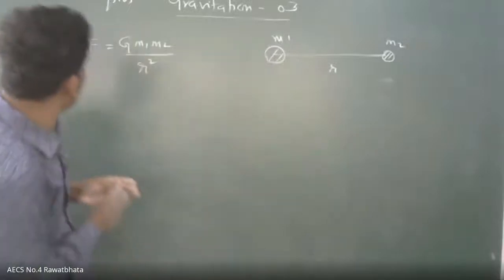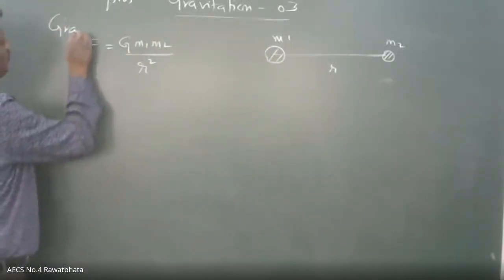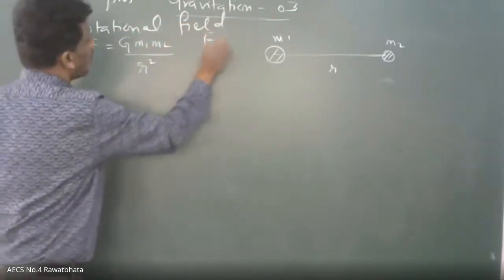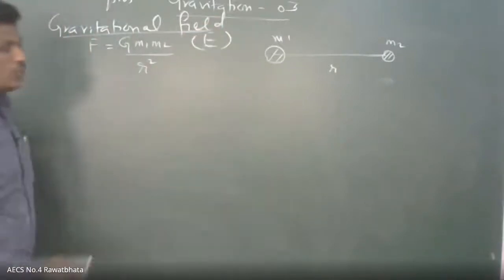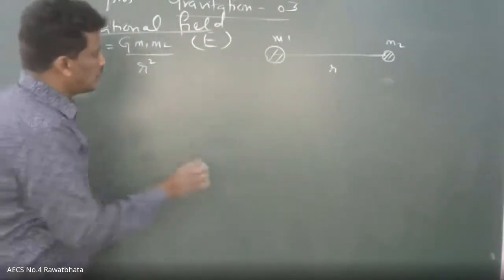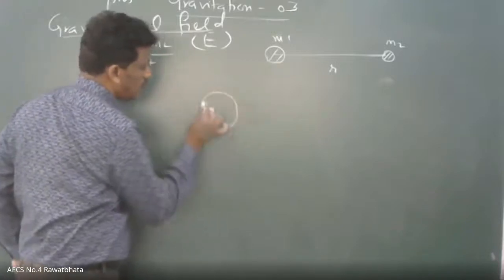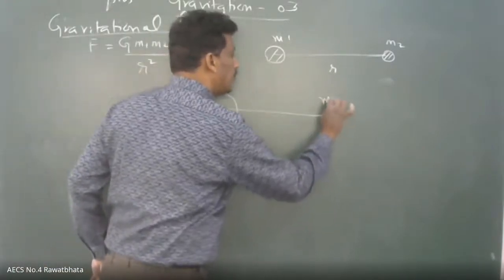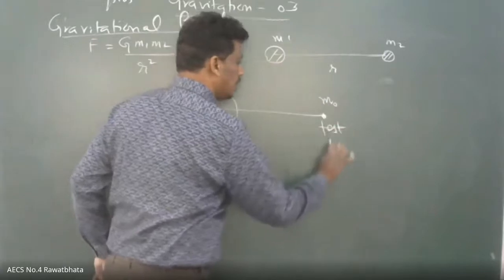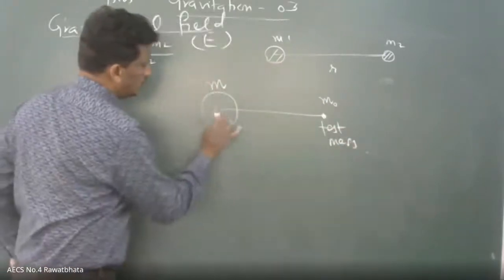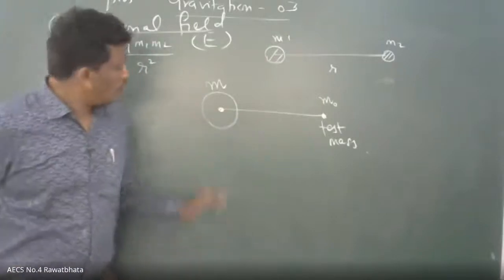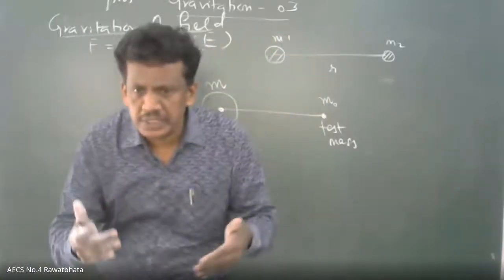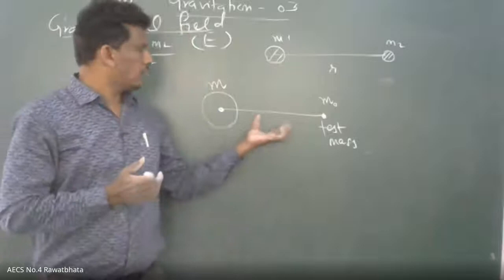Yes, come to this topic: gravitational field. I'm writing the symbol E, no problem. So what is gravitational field? Now suppose you are here. This is the mass, which I am taking as M. Suppose any test mass you placed here. This is the test mass. Now what happened? This mass M produces a field. We feel some interaction because of some field.